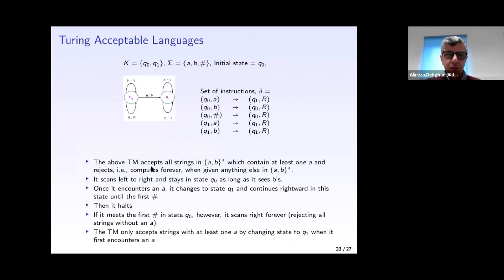Turing accepting languages. The above Turing machine accepts all the strings in {A, B}* which contain at least one A. Why? Because like we said, you should have at least one A to guarantee that at some stage you move from Q0 to Q1. If you stay in Q0 forever, you will finally get into this infinite loop. You never halt and the string is rejected. So at least you need to have one A.